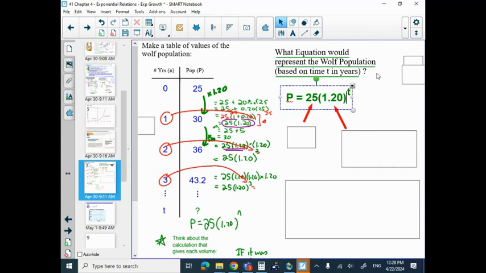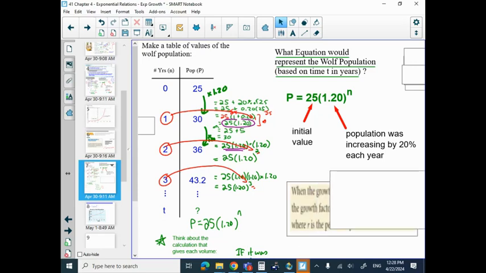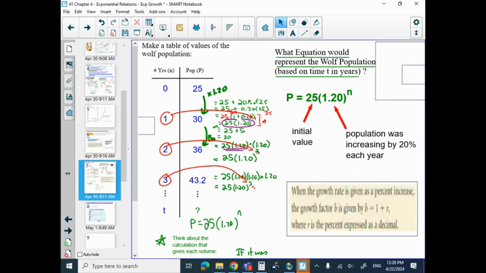And it just makes sense to use variables that make sense in the context of the question. So that's why I'm using p and n instead of v and t: population in number of years instead of volume after a certain amount of time in minutes. Okay, so the 25 is your initial value, the 25 wolves. Here's your population increasing by 20% each year. This is a little blurry here, but when the growth rate is given as a percent increase, we end up with this 1 plus r, and that r is the percent expressed as a decimal.